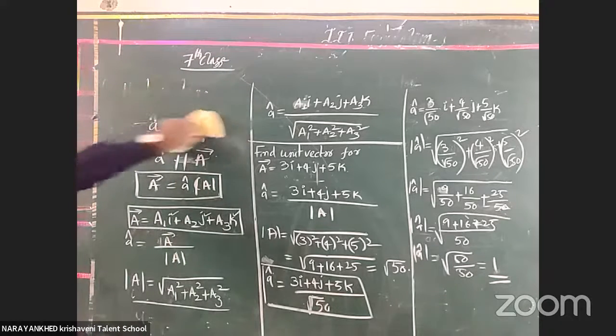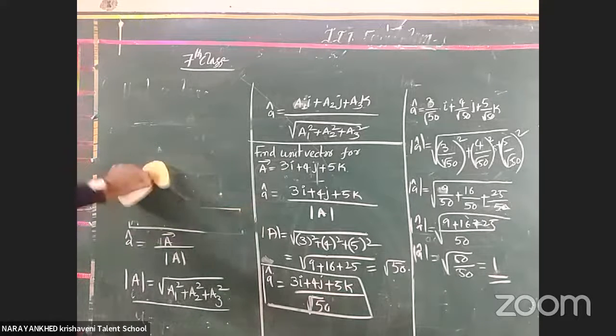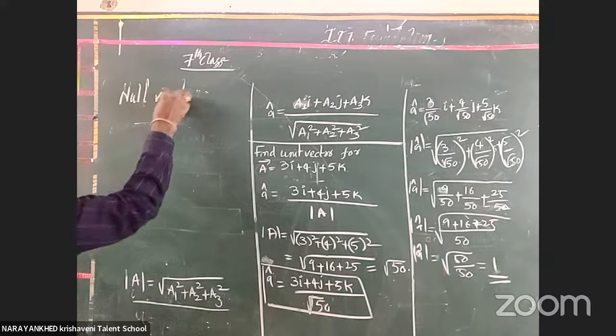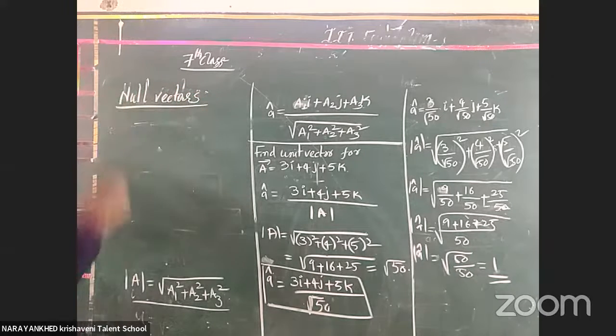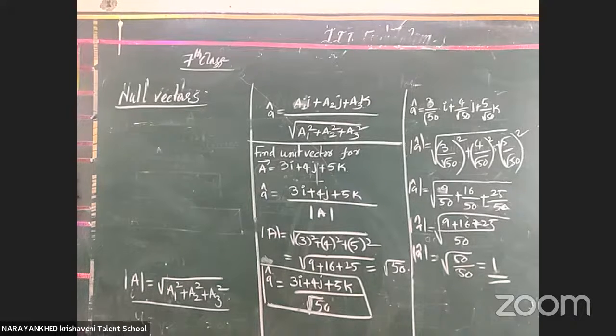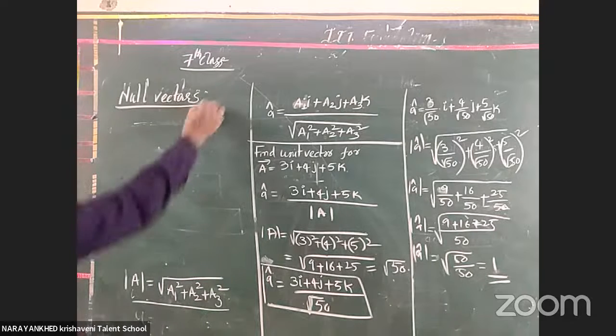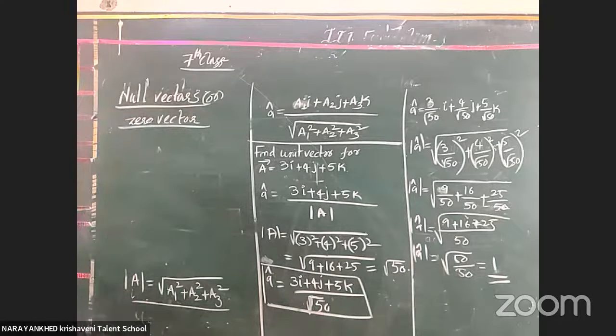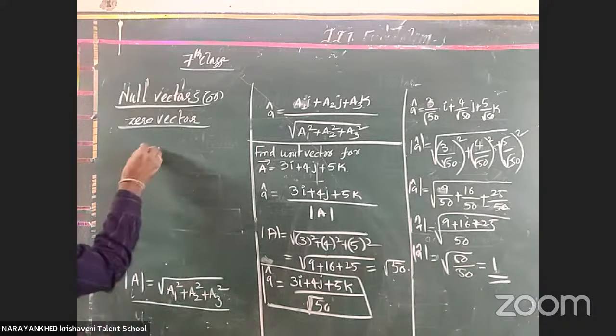Next component is the null vector. Or it is also called the zero vector. If there are any two vectors, one is actually the opposite vector, the unlike vector.